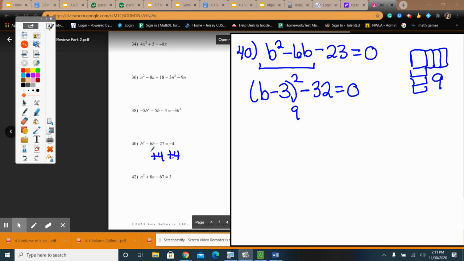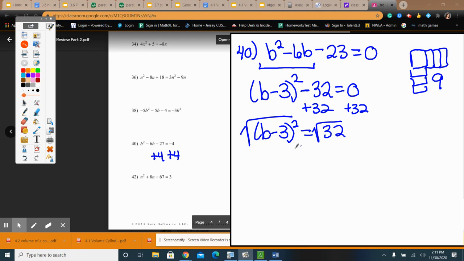Okay, so I'm going to solve for b. Get b all by itself. You add 32, and I get b minus 3 squared is 32. You square root both sides. Don't forget your plus or minus, and you get b minus 3 is plus or minus the square root of 32.